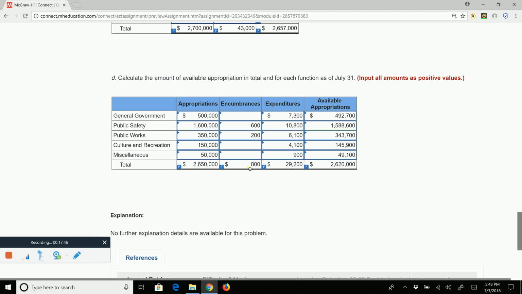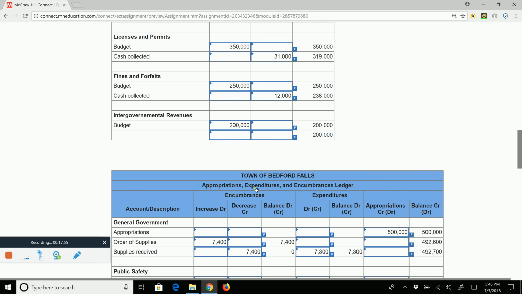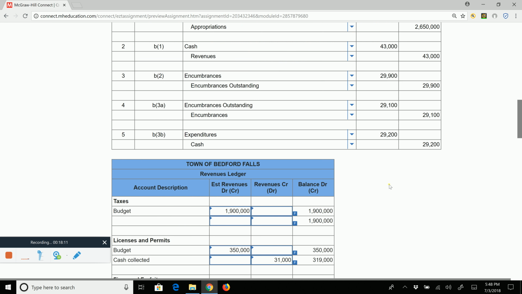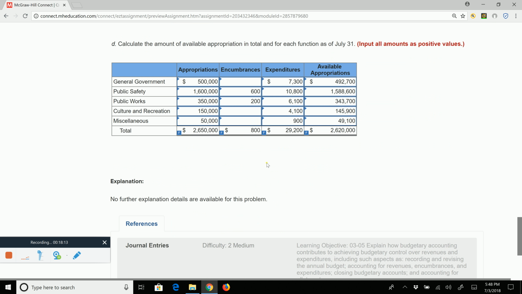Now I want you to zone in on this number. Do you remember this $800? What was this $800? Encumbrances. That's the difference. I'll come way back up here so we remember. Remember we put in orders of $29,900, but we only received $29,100. The difference, $800, is the order that's on back order. It's still encumbered. That's where that $800 comes from.